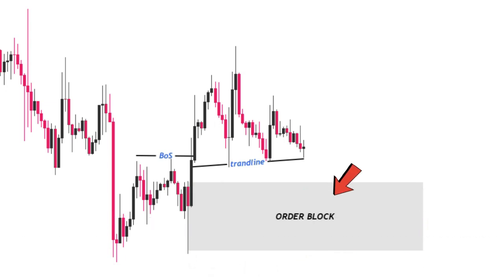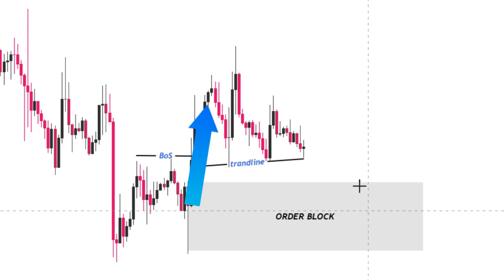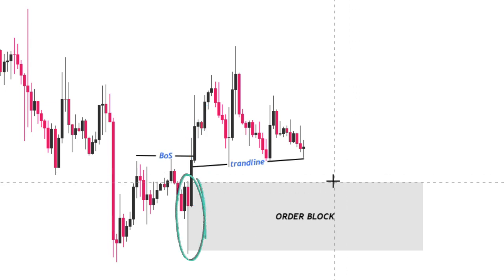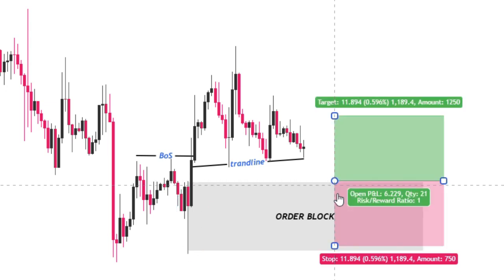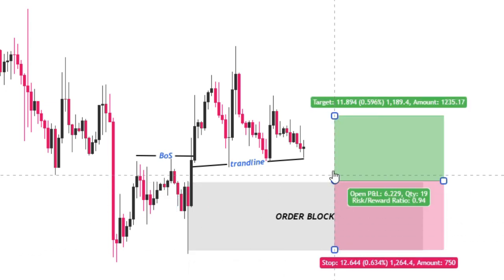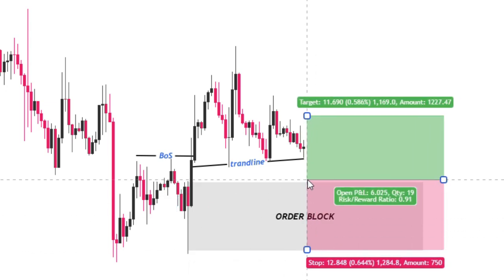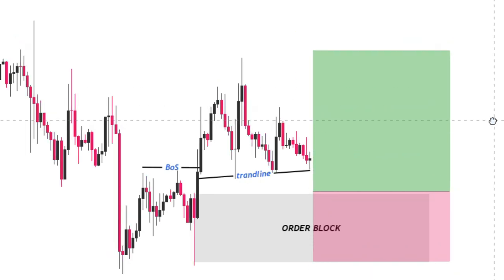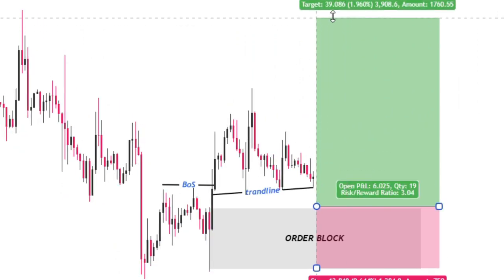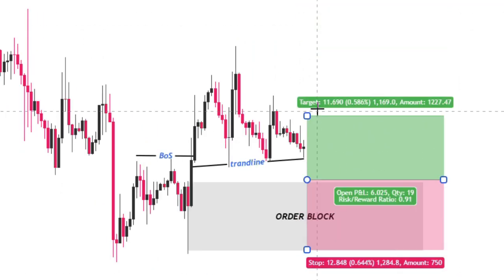In bullish conditions, price breaks structure to the upside. The last bearish candle before that break becomes a bullish order block. Price retraces, and a trend line often forms. Many participants attempt to buy the trend line bounce. Institutional interest waits deeper. When price returns to the order block, liquidity is present. Orders are filled. Price reacts. Structure breaks again to the upside.